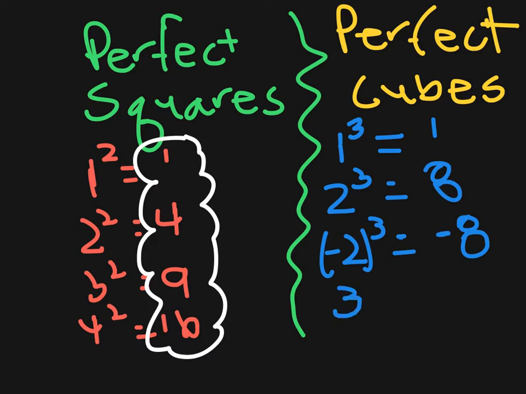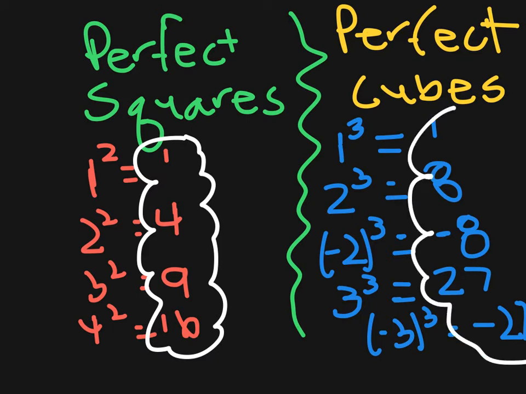3 to the third power, 3 times 3 is 9, 9 times 3 is 27, and guess what? Negative 3 to the third power is negative 27. And the list goes on. So perfect cubes and perfect squares, those are numbers that I want you to think about.